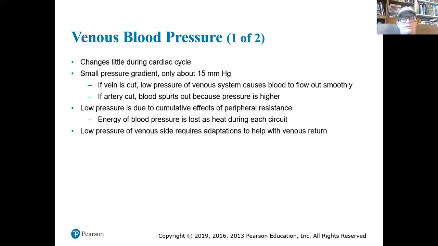Okay, so arteries, higher pressure, blood's going to squirt. Veins have low blood pressure because there's been a lot of peripheral resistance, reducing the pressure. Energy of blood pressure is lost as heat during each circuit. Okay, that's fine. Low pressure on the venous side requires adaptations to help with the venous return. We're about to talk about the many one-way valves.